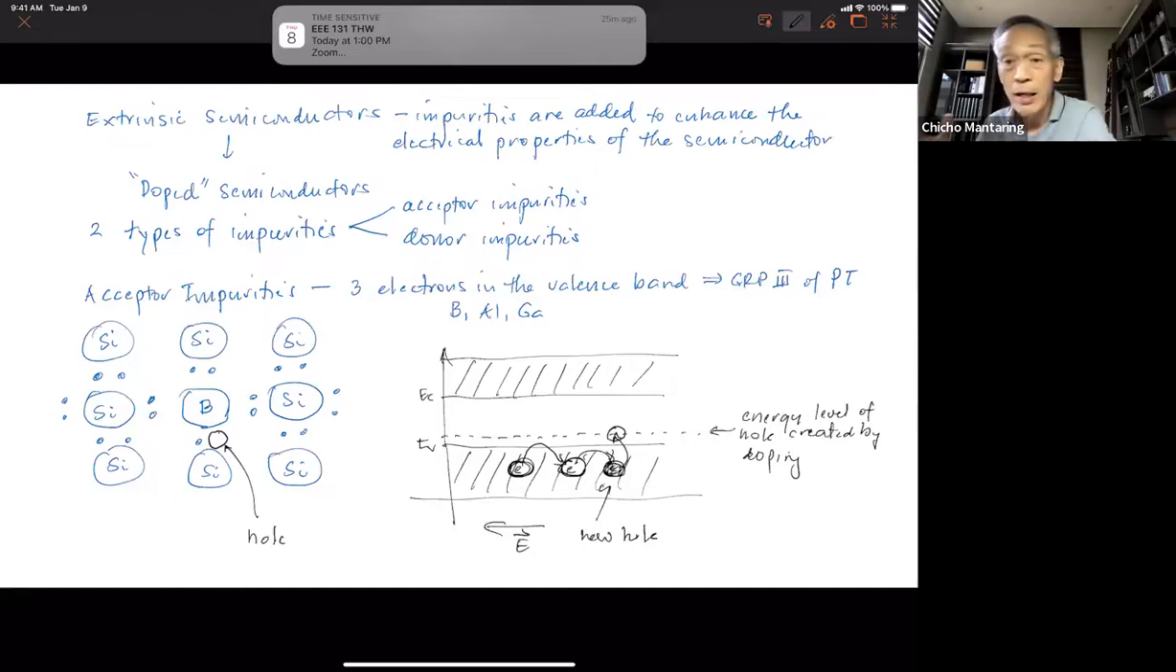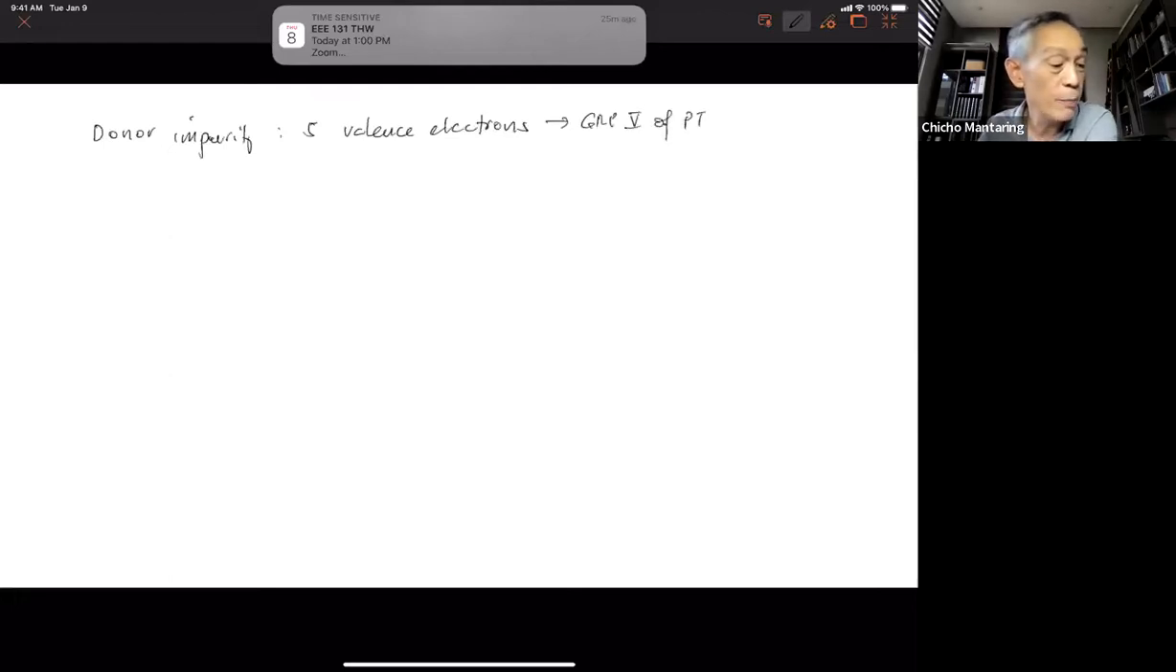Okay. Now, what is the donor impurity? I think you can already guess what the donor impurity is. Your donor impurity, you have 5 valence electrons. Okay, so this is group 5 of your periodic table. So examples would be, for example, phosphorus, arsenic. These are examples of donor impurities.